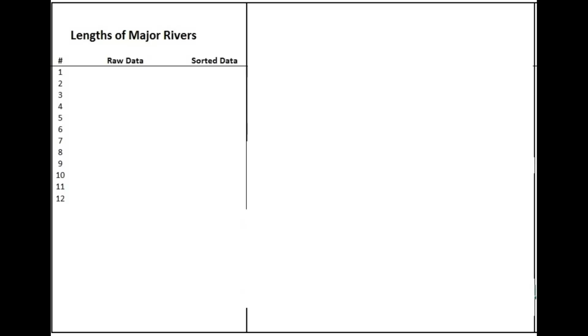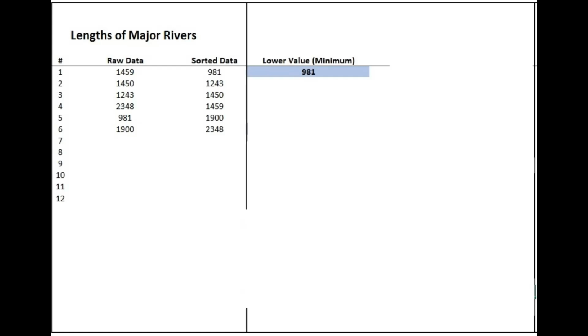All right, so let's pick up with the second question, and this one is a little shorter because we don't have as many data points. This chart looks at the lengths of major rivers in the United States. We have our raw data, and of course our first step is always to put everything in order, from least to greatest. 981 is our lowest point, and that's our minimum. Our highest value is 2,348, and that's our maximum. And our range, if you subtract those two, is 2,348 minus 981, which is 1,367.